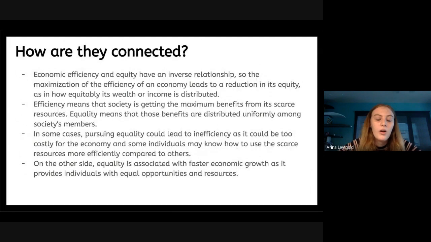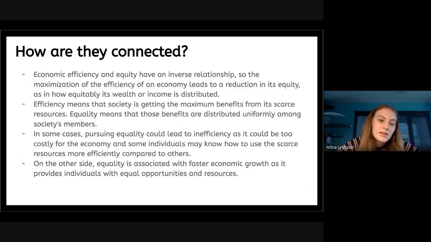So how are they all connected? Economic efficiency and equity have an inverse relationship. The maximization of efficiency of an economy leads to a reduction in its equity, as in how equitably its wealth or income is distributed. Efficiency means that society is getting the maximum benefits from its scarce resources, and equality means that those benefits are distributed uniformly among society's members.